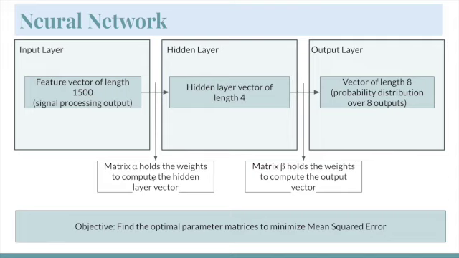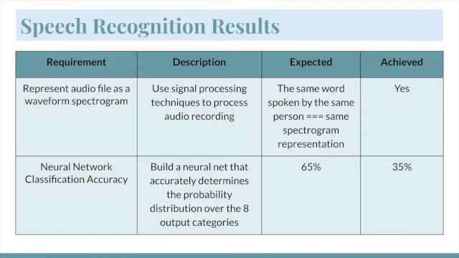The alpha matrix holds the weights to compute the hidden layer vector using the input layer, and the beta matrix holds the weights to compute the output layer using the hidden layer. We run this algorithm 100 times, or over 100 epochs, in order to find the optimal parameter matrices to minimize mean squared error.